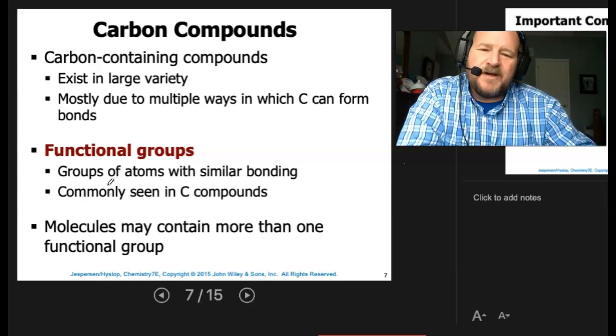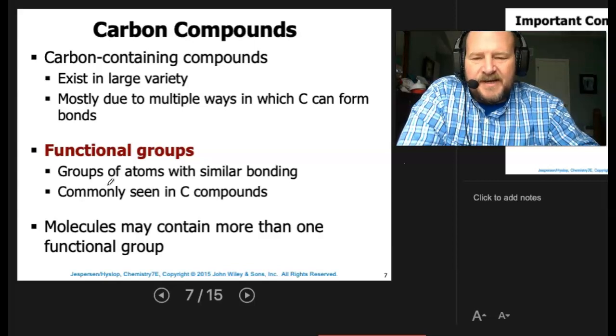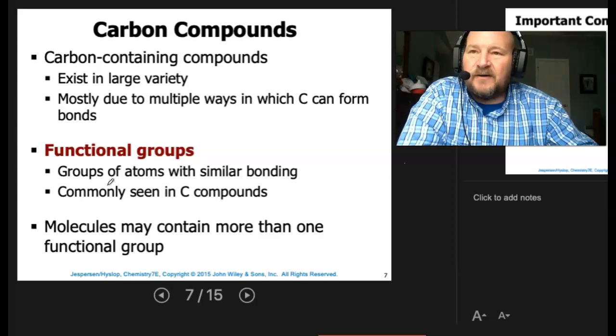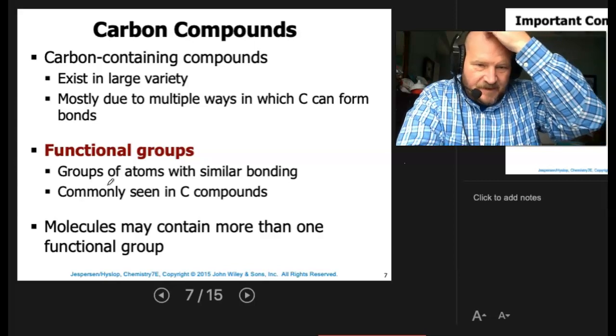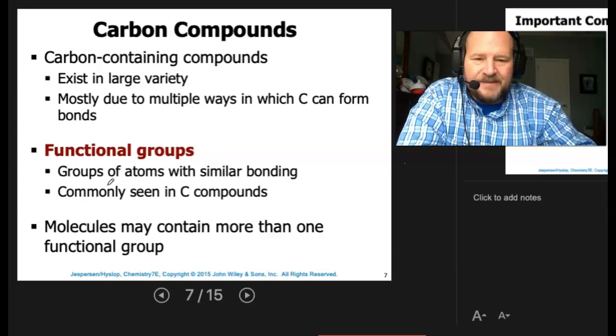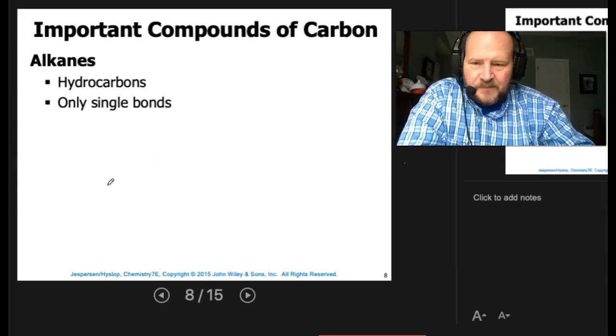So whenever we're looking at anything in the news when it comes to drugs, for drug testing, things of that nature, and I'm talking about medicinal purpose drugs, not illegal drugs, but like Pfizer, Merck, Moderna, a lot of these companies are in the news right now looking for the vaccines. These types of molecules typically have more than one functional group in them. A functional group is a pattern of atoms around the carbon that will then react in a very specific manner. So important compounds of carbon would include alkanes.